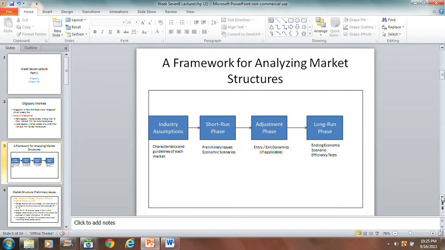And we will also look at our efficiency tests, the same efficiency tests that we've applied in the previous three market structures. All right, so we're going to try and use the same framework, but bear in mind that the interdependence issue will contribute to some clumsiness of the framework we've been using in the previous three chapters.